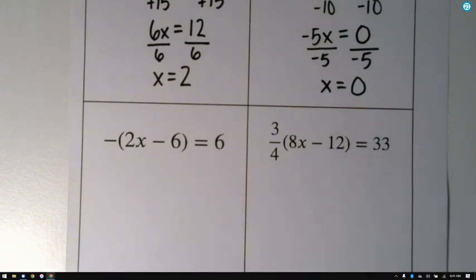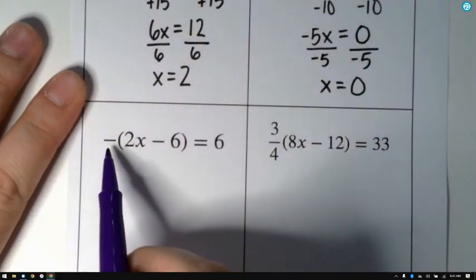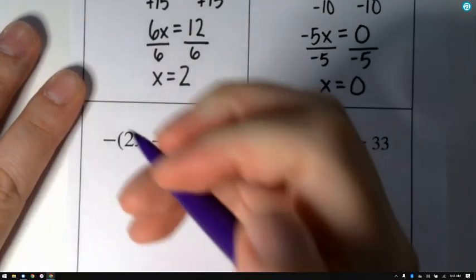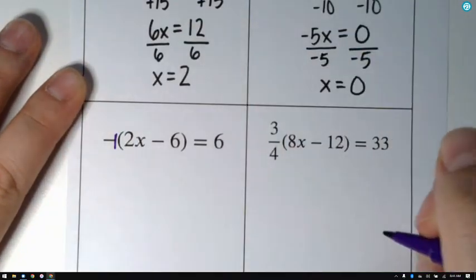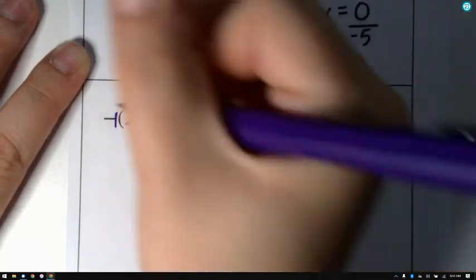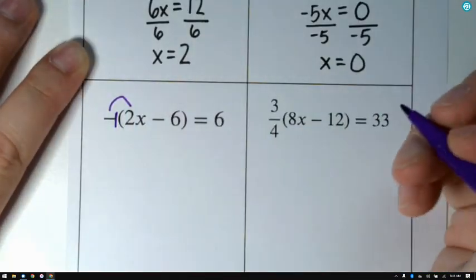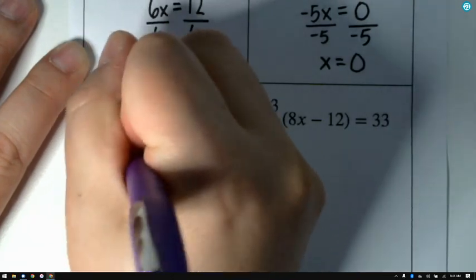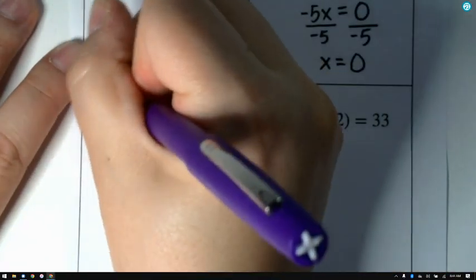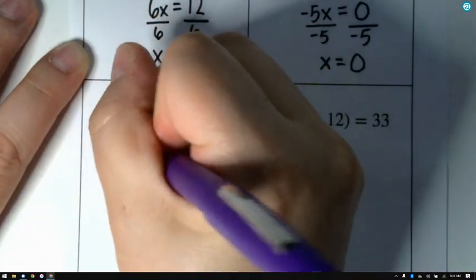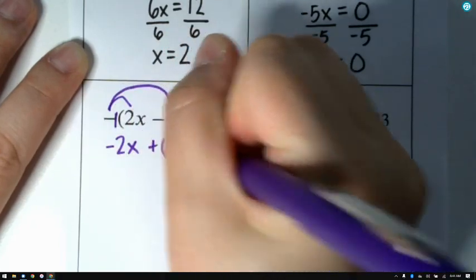So this next one, we've got a negative out front. What number is also with this negative? A 1. So there's an imaginary 1 right here, and we can distribute that negative 1 in. So negative 1 times 2x is going to be negative 2x. And then negative 1 times negative 6 is going to be plus 6 equals 6.